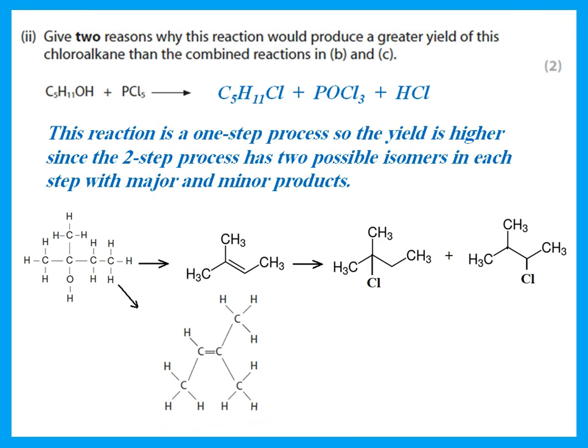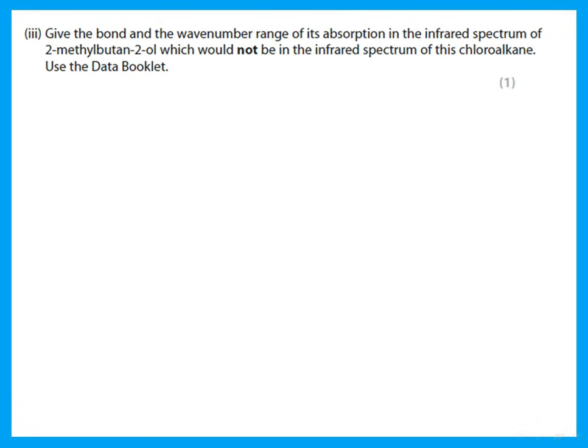The yield is higher since the two-step process has two possible isomers in each step with a major and minor product, so the overall percent yield of the compound that we want is lower.